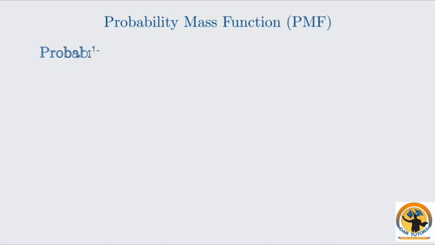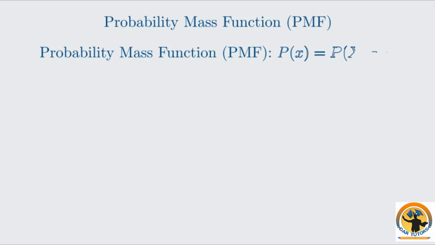So far, we've represented probability distributions with tables and bar graphs. We can also describe them using a function. A probability mass function, or PMF, is a function p of x that directly gives the probability for each possible value of the discrete random variable x. It's essentially a compact way to write down the distribution.